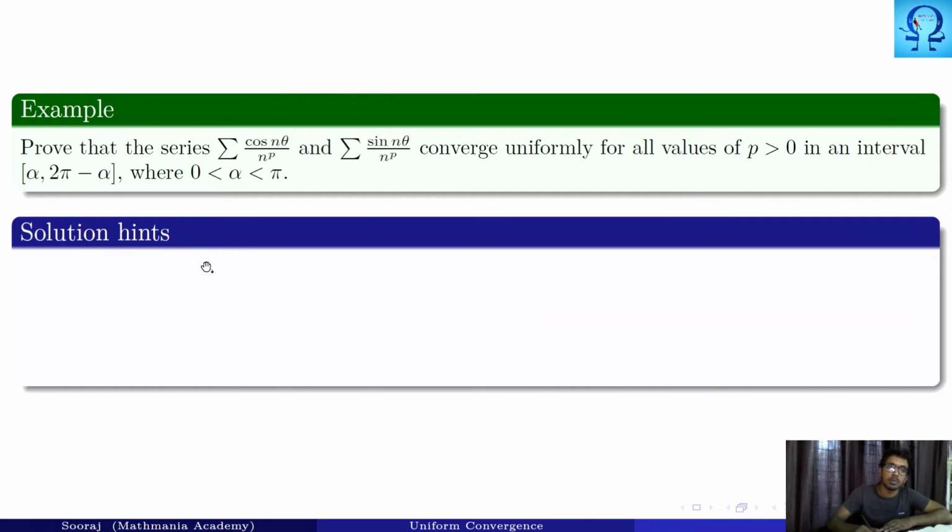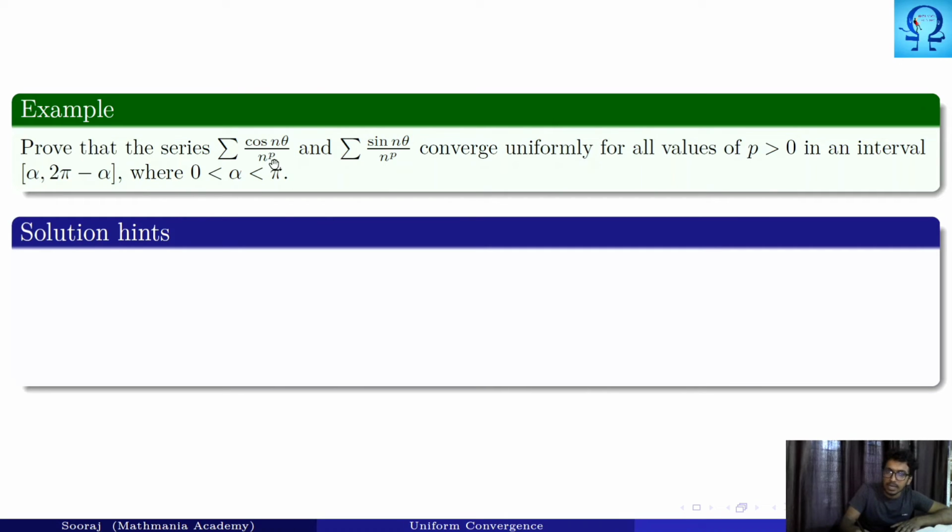Moving to the next problem. Here we need to prove summation cos n theta upon n to the power p, and sin n theta. Whatever we prove for cos will be applicable for sin as well, in the interval alpha comma 2 pi minus alpha, where alpha can be any quantity between 0 and pi. Here we will have to prove this is true for p bigger than 0.